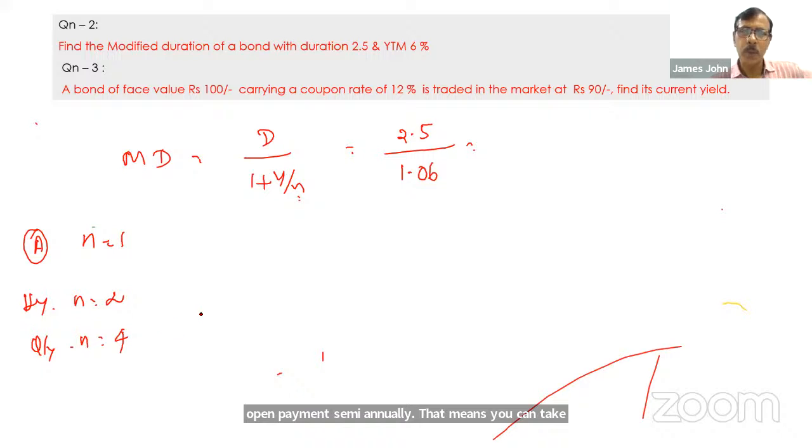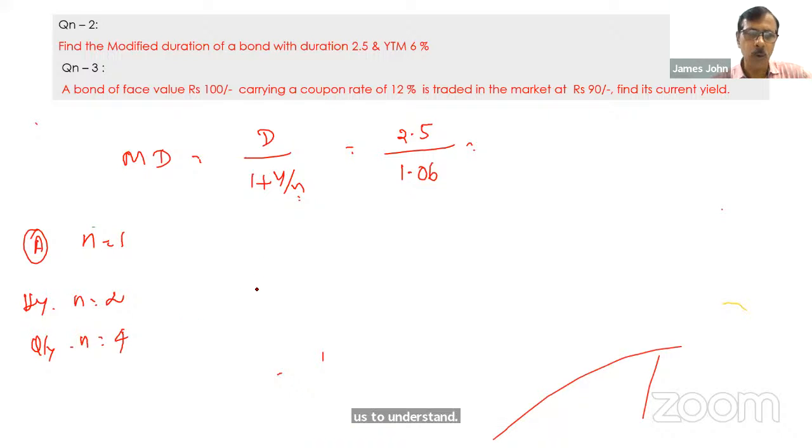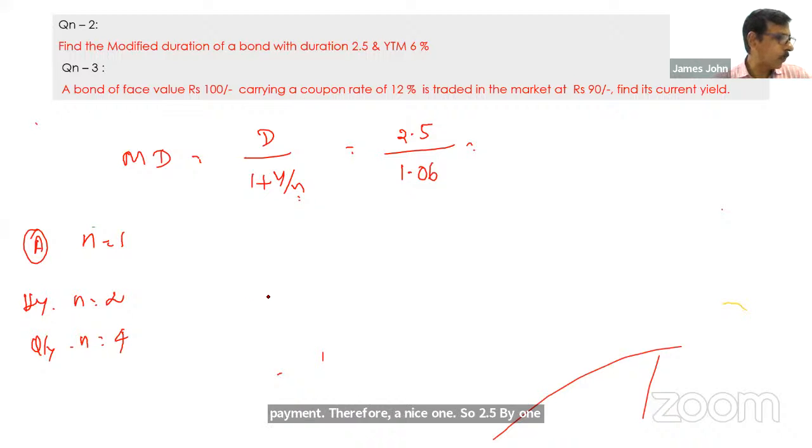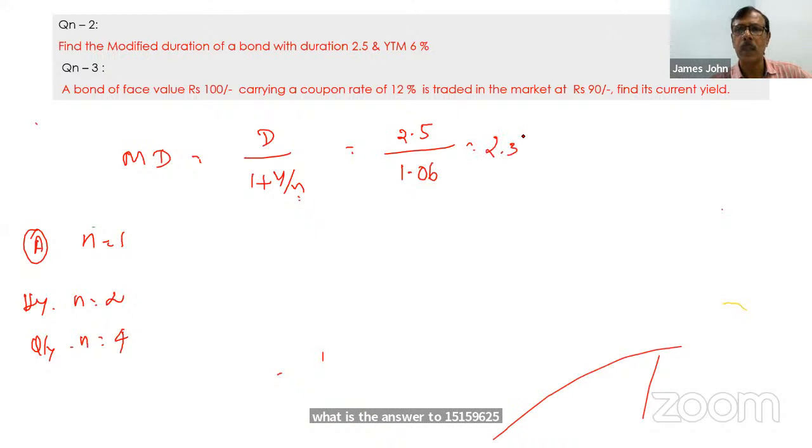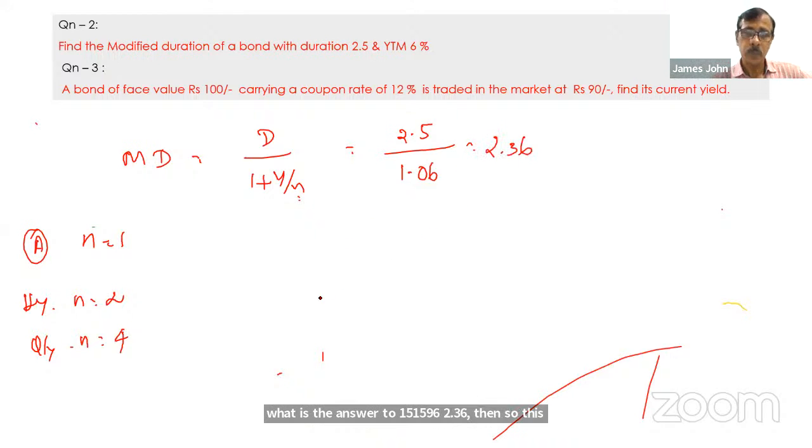Understand? So here, nothing is mentioned. That means it is annual payment. Therefore, n is 1. So 2.5 by 1.06 is the answer. What is the answer? 2.5 by 1.06? 2.36. The answer is 2.36.